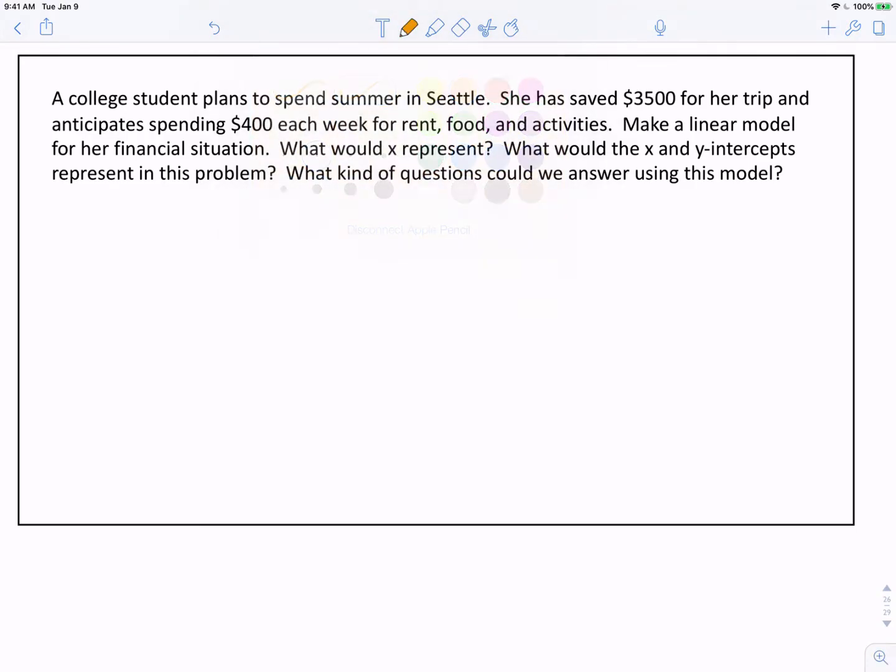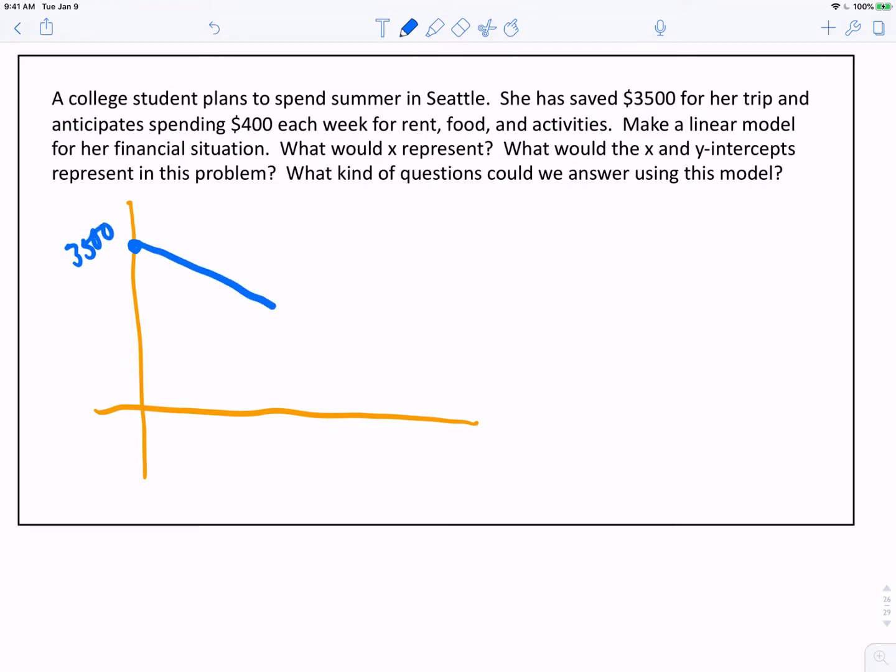So let's think about this for a second, and sometimes I think a picture is helpful. So the starting point is that she has $3,500 in the bank, and she's moving to Seattle for the summer. And then what it sounds like is that she's just going to begin spending money. It doesn't give us any information on new money coming in, so I think she's going to start at $3,500 and then just begin spending, and it seems like it's going to be a consistent amount of spending.